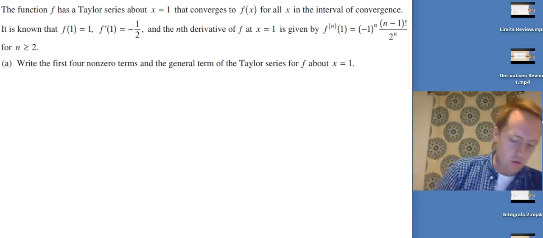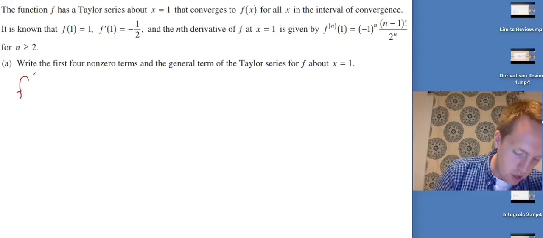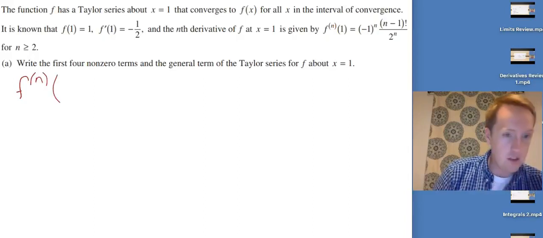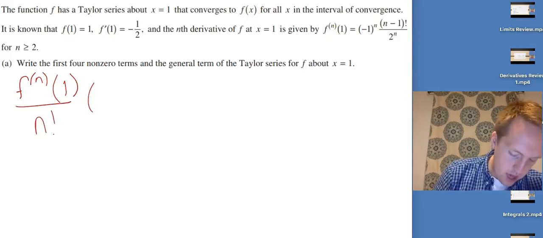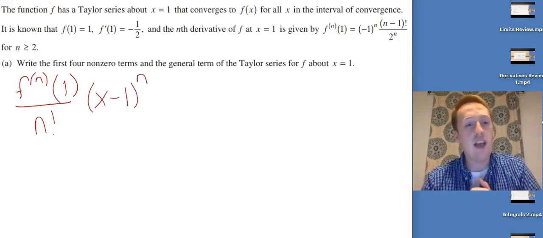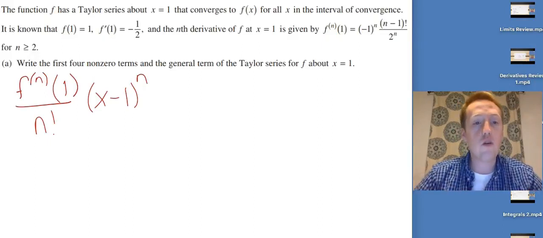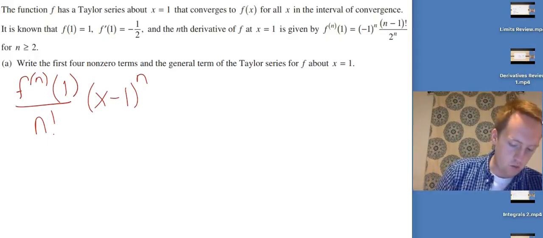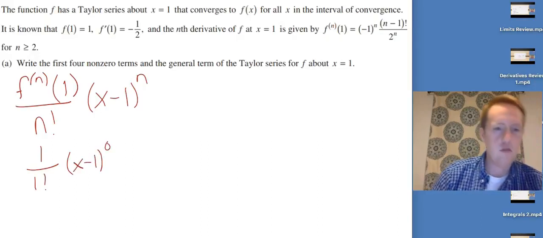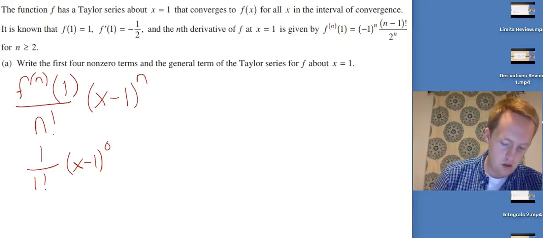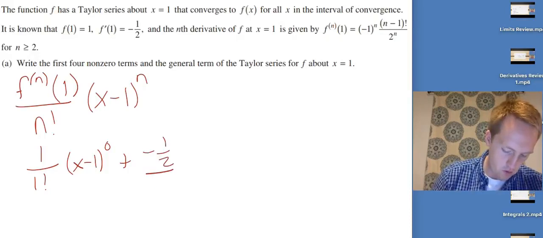Okay. Remember, every Taylor series looks like this. For us, it's going to be at 1, nth derivative over n factorial, x minus 1 to the n, because we are doing it about the x value 1. Okay? The 0th derivative is just the function value. So I'm going to have 1 over 1 factorial x minus 1 to the 0. That's the n equals 0 term. Plus the first derivative, so negative 1/2 over 1 factorial x minus 1 to the first.